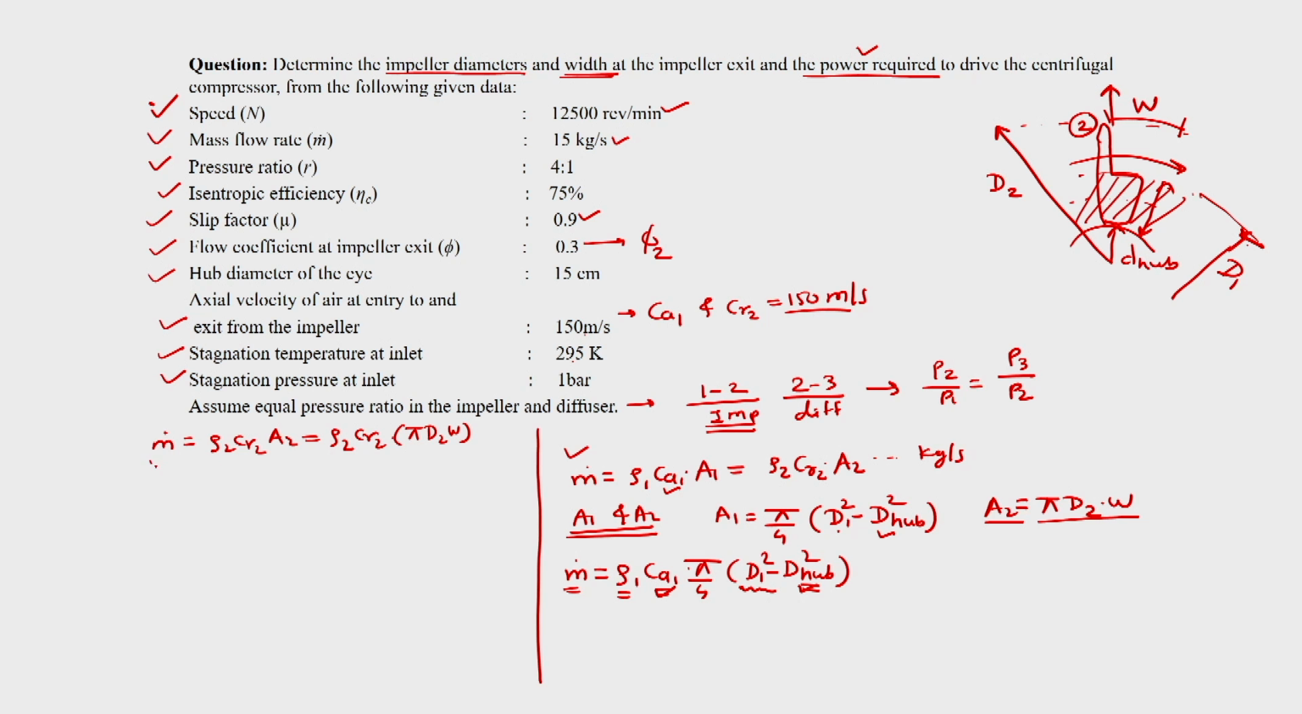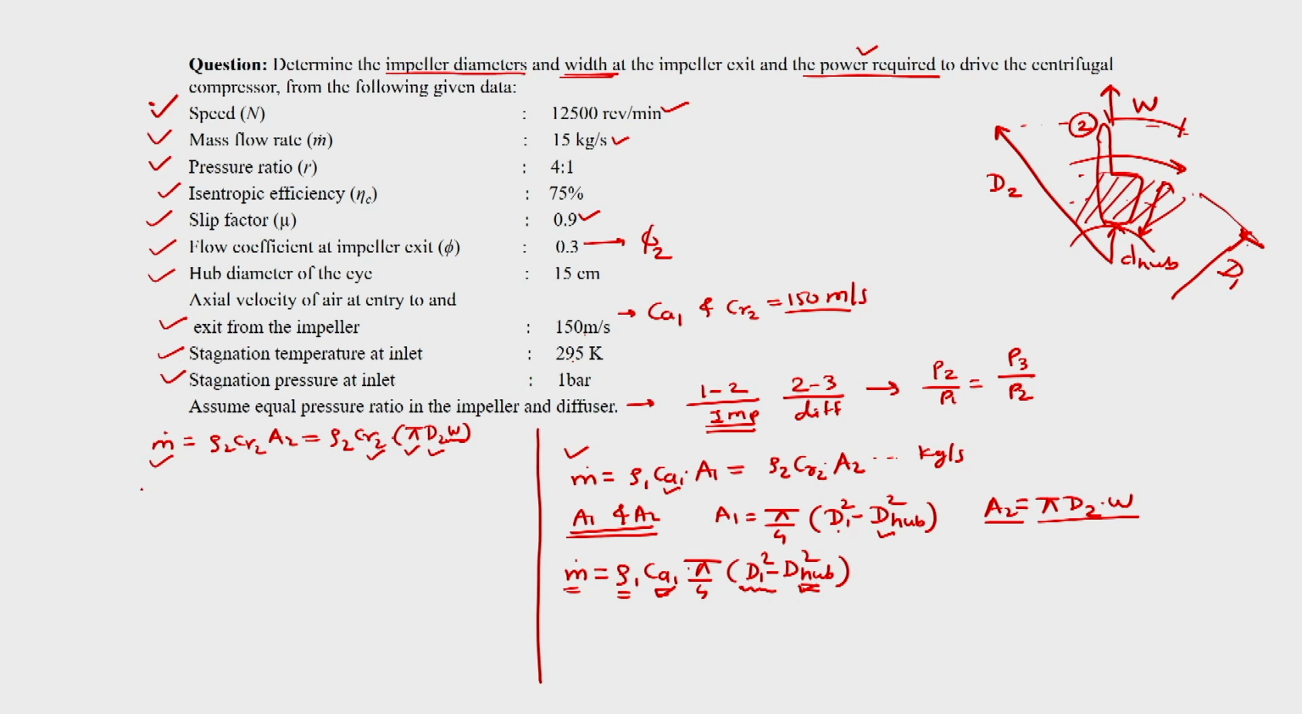the area is pi D2 into W. Mass flow rate is known, CR2 is known, 150 meter per second, and then this value is known, D2 is known to us, we have found out D2 rather, and then we just have to find out W2. So we have to find out W2. D2 was found out in an earlier step where we had used U2 is equal to pi D2 n by 60, but before that we have to find out rho 2.